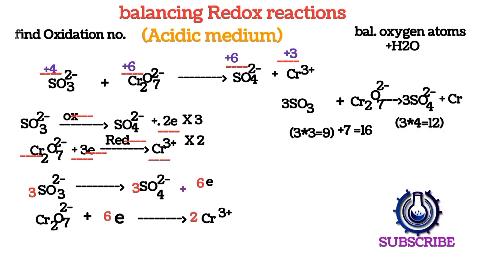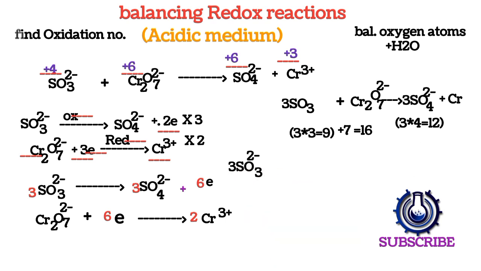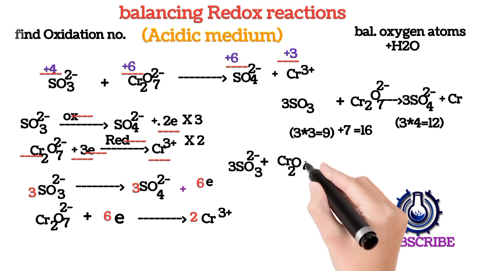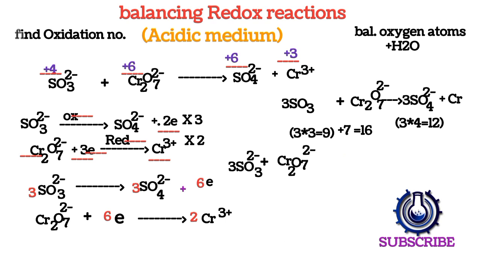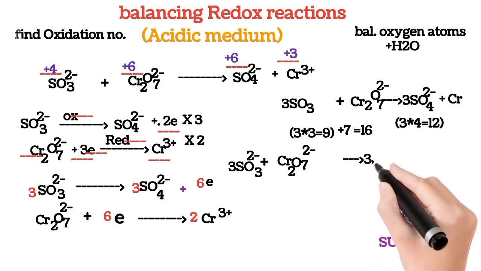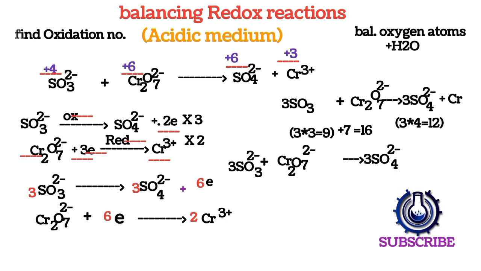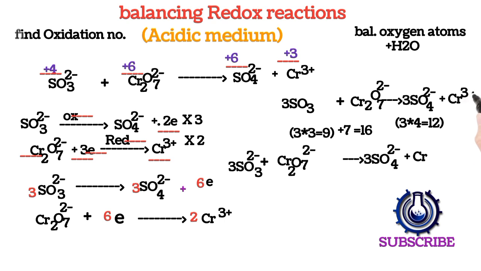Now let's calculate the number of oxygen on both sides. On the left-hand side, we have 3 times 3 atoms of oxygen giving you 9, plus 7 in the dichromate, that is 16. On the right-hand side, we have 12 atoms of oxygen. The difference is 4 atoms of oxygen. So we're going to balance the whole process by adding what? 4 atoms of oxygen on the right-hand side. So we're going to have 3SO3 2 minus plus Cr2O7 2 minus, giving you 3SO4 2 minus plus Cr3 plus.